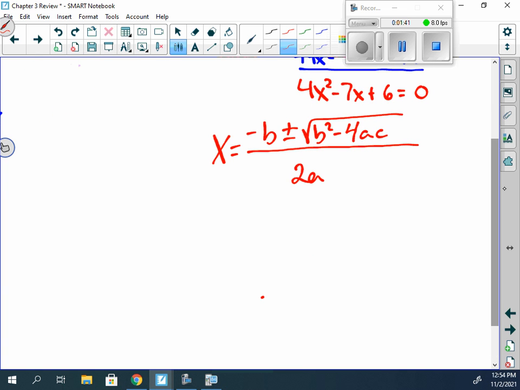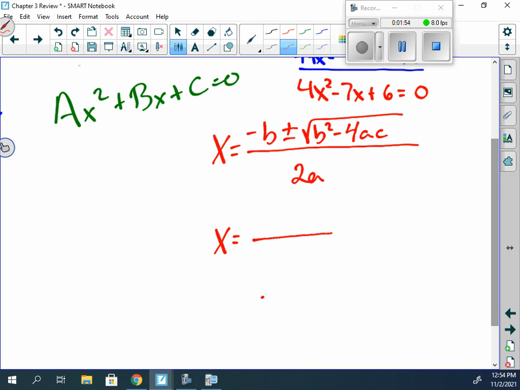Now again, this is all referring back to the equation ax squared plus bx plus c. So we go to plug this in. The first thing we have is negative b. Well, what is the value of b for our equation? Negative b would be positive 7, because negative 7, the negative and negative make a positive. So we can just write it as positive 7.